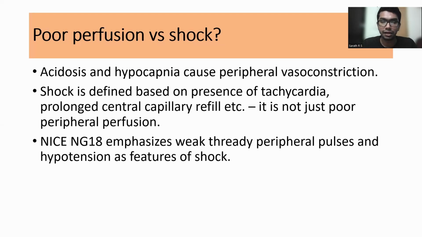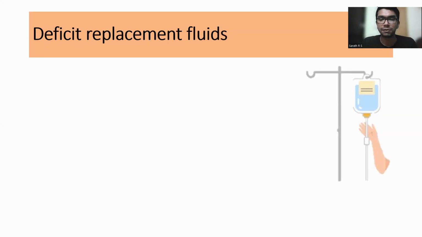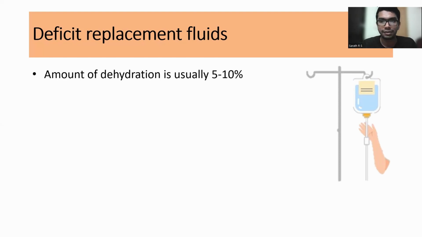NICE guidance emphasized weak, thready peripheral pulses and hypotension as features of shock. So DKA with normal blood pressure and cold peripheries, you have to give 20 ml per kg over 20 to 30 minutes. DKA with thready peripheral pulses and hypotension, we have to give a 20 ml per kg bolus as fast as possible. Then deficit replacement fluids. After the initial bolus, we have to give maintenance.